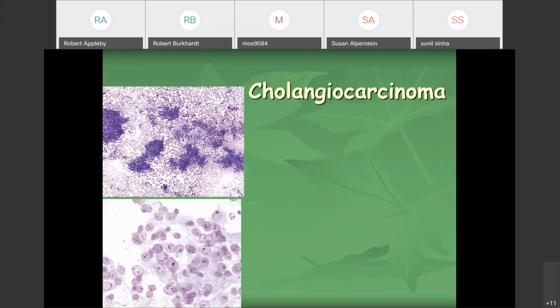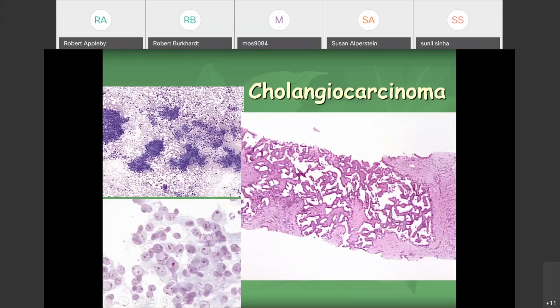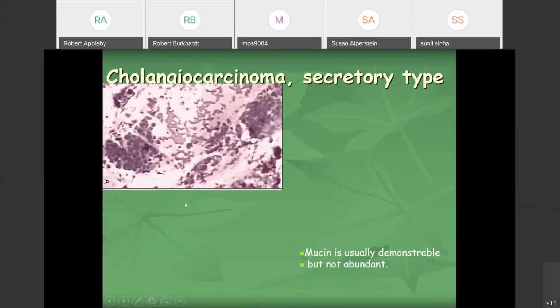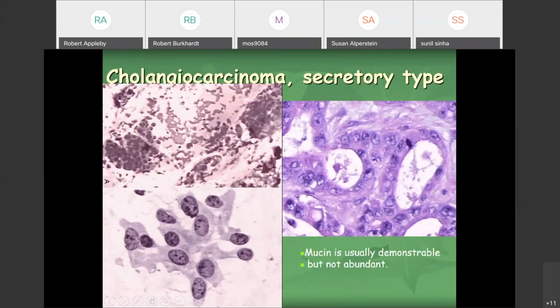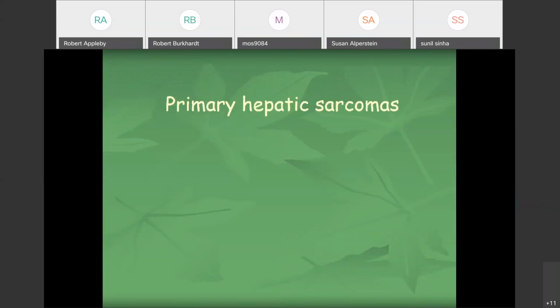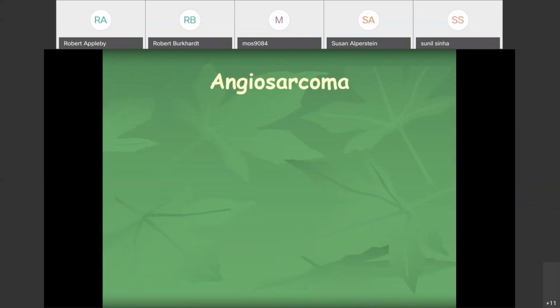Here's a case. The core biopsy of the same case. And another cholangiocarcinoma, they have some secretion. Not a lot, but it's just different phases of the tumor. And here's a primary sarcoma, angiosarcoma. Most common primary sarcoma of the adult liver.